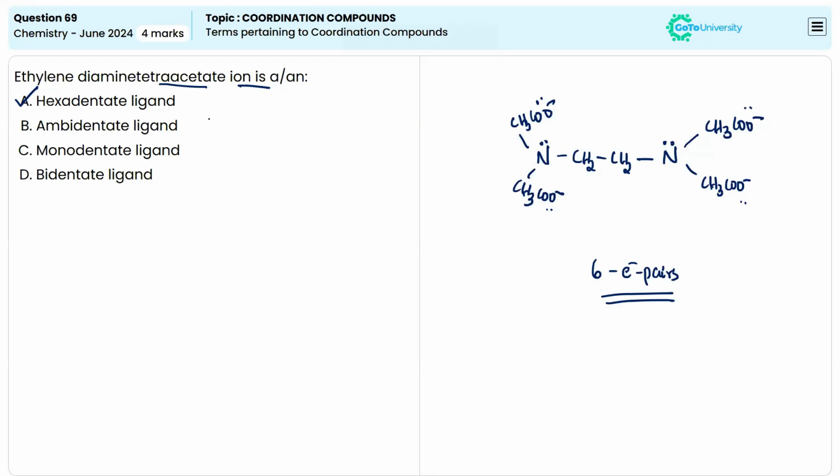If you check other options such as ambidentate ligand, ambidentate means it is like NO2, more than one donor atom is there, but both of them cannot act as a donor atom at a time. Okay, so monodentate means they will donate only one pair like ammonia. Bidentate means they can donate two, like ethylenediamine, but this is ethylenediaminetetraacetate. So all the four acetate groups can donate one each, and the nitrogen atoms are also donating. So a total of 6 electron pairs is possible. So option A will be the correct answer. This is a type of hexadentate ligand. Okay.